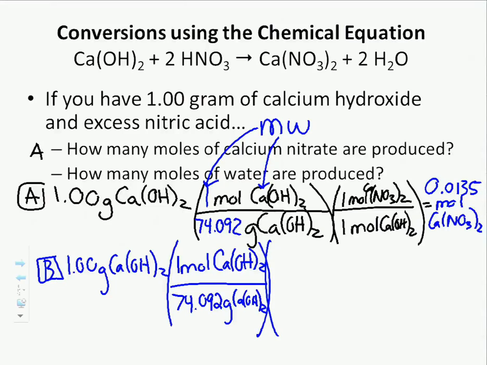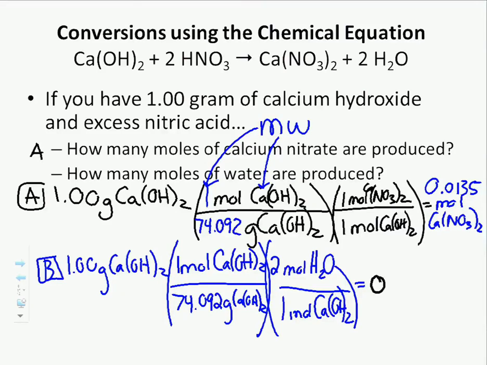All right, but what does change is we're now converting from calcium hydroxide. So we have 1 mole of calcium hydroxide on the bottom. Now, instead of it being 1 mole of calcium nitrate on top, we now have 2 moles of water on top. So we multiply our last answer basically by 2, and we end up with a total of 0.0270 moles, rounded, of water.